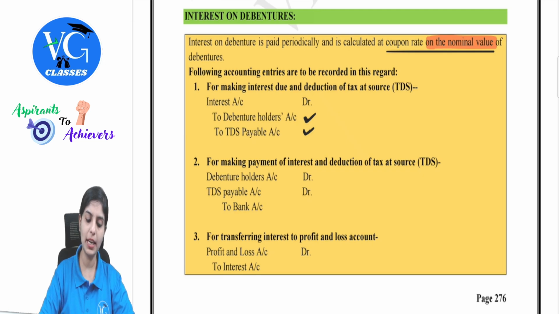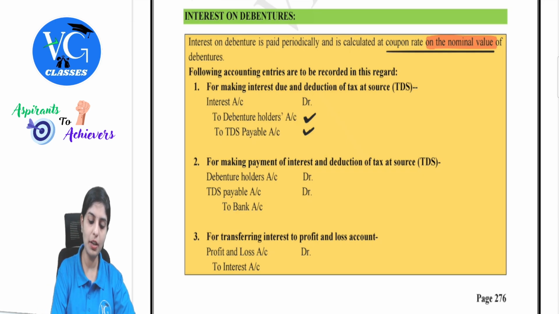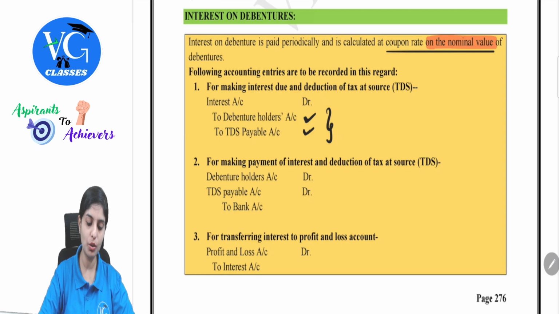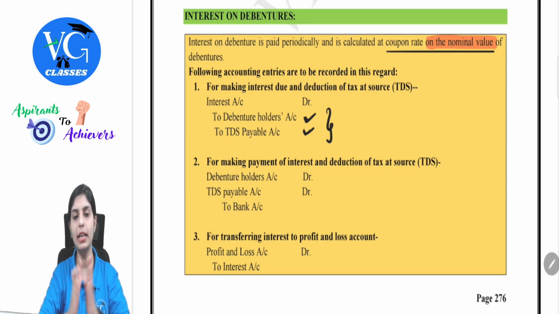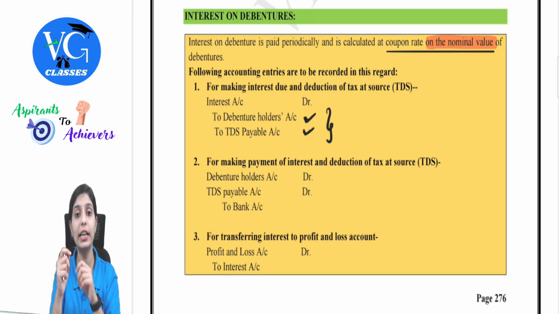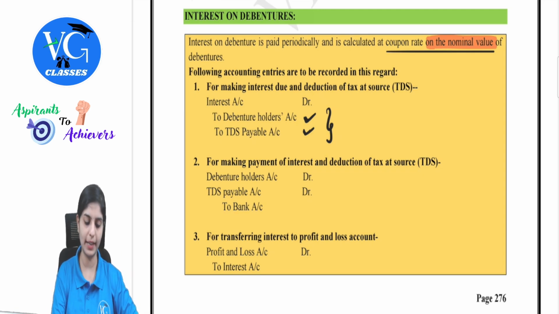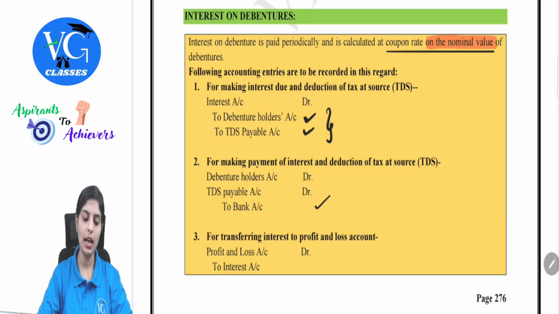Next would be for making payment of interest and deduction of tax at source. So whatever was due will be paid now. So what is the payment entry? See, normally understand interest account debit to debenture holders is a due entry. TDS is just a tax attached with the income of the debenture holder. So we will debit. So now we are paying it to the debenture holder who's the receiver. TDS payable is also debited here, to bank because you're paying, so to bank. Clear? Yes.